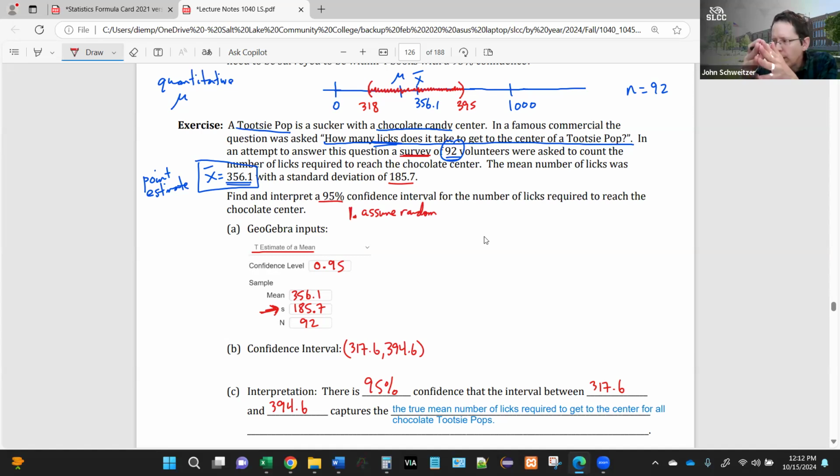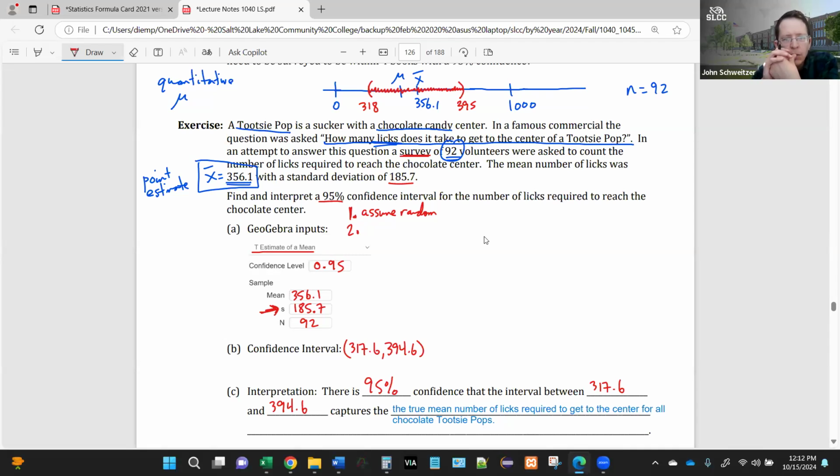If it doesn't explicitly say random, then I want you to think about it a little bit and say, well, is it obviously not random? I don't see anything here that would make me think it's obviously not random. So I'm going to go ahead and assume that it's random and move forward with the analysis.